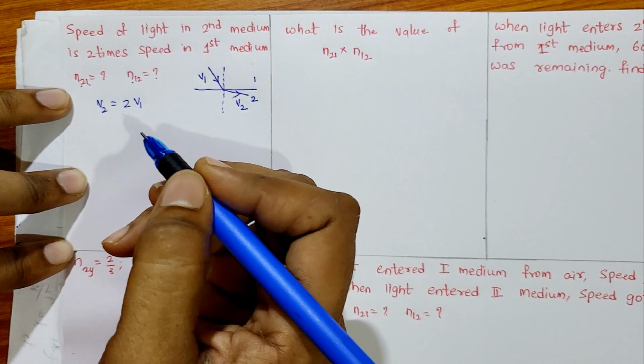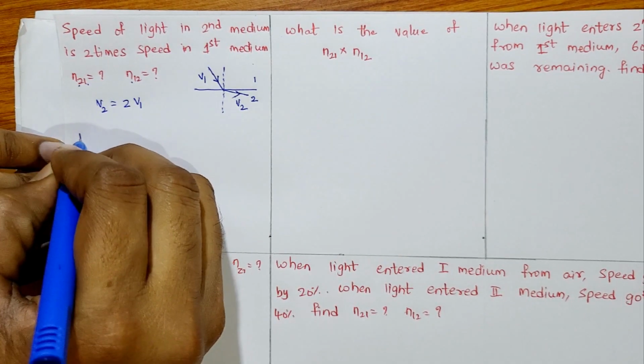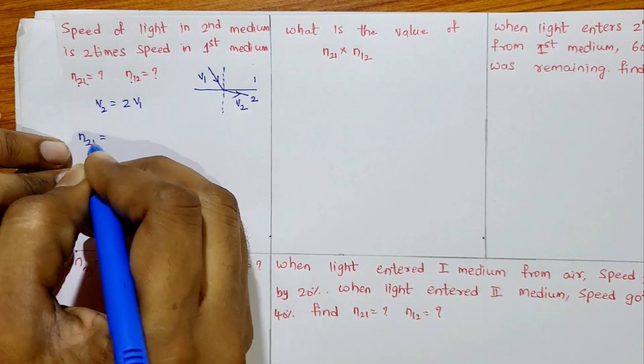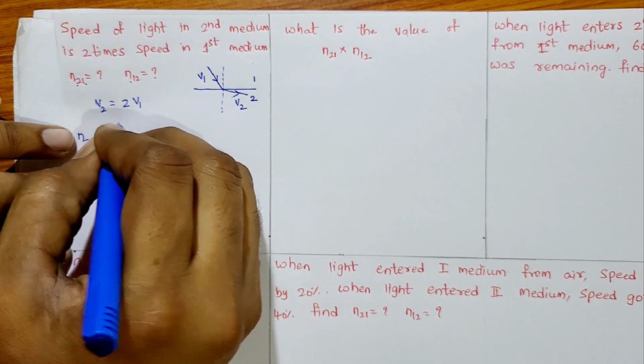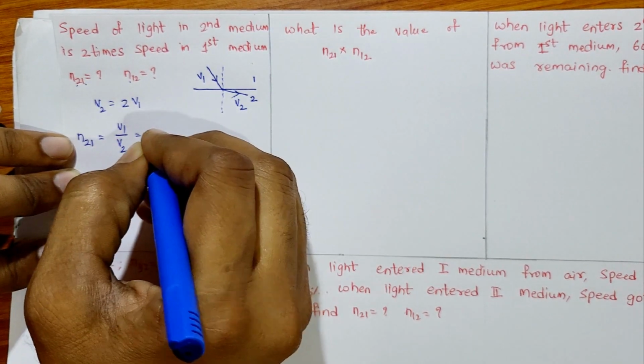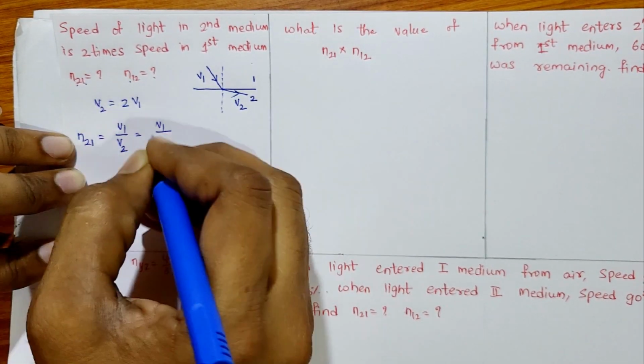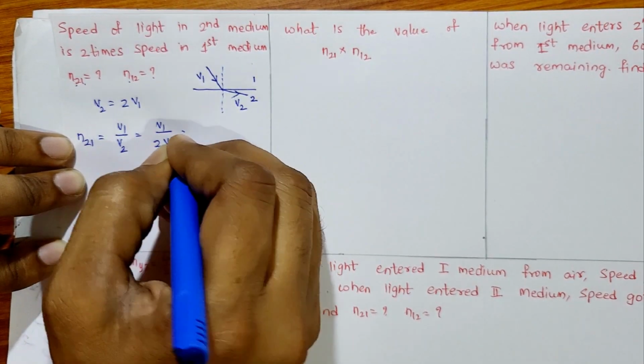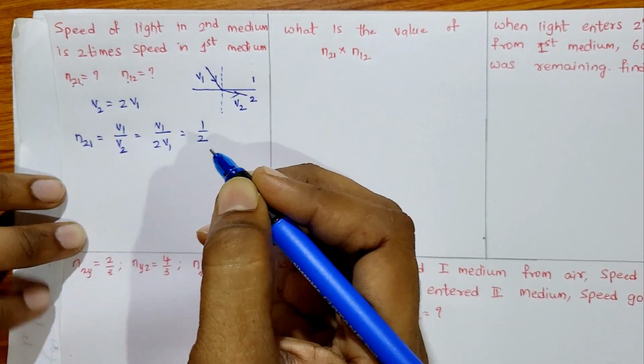Now, refractive index of second medium with respect to first medium. What is the formula? It is V1 divided by V2. V1 divided by V2 is V1 divided by 2V1. It is going to be 1 by 2.